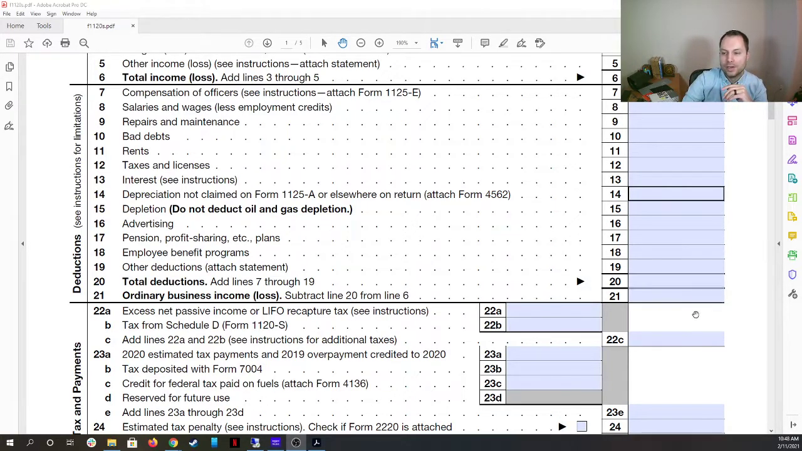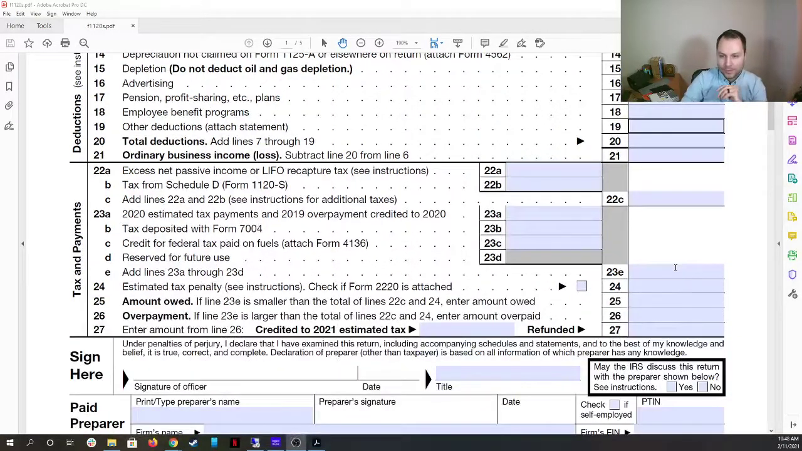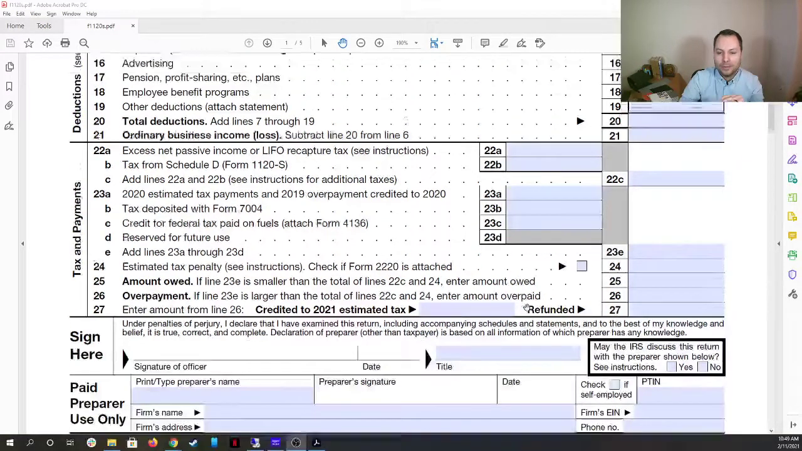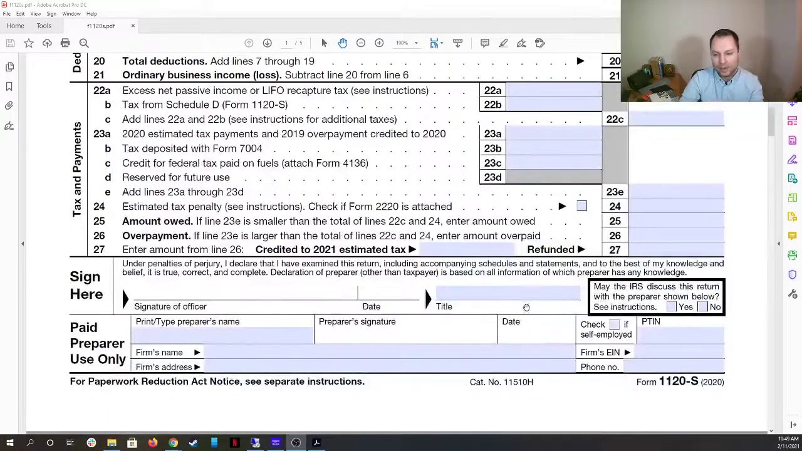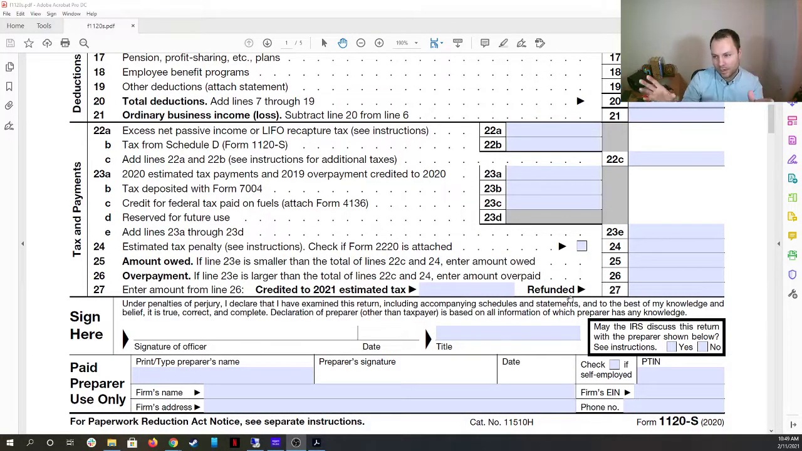And then you get your ordinary business income, which is really your tax business income. Most small business owners won't have to deal with most of these things here, but you do have some credits and other specialty deductions that you can take. If you're cash basis, there are also some different things that you don't have to worry about. But that's the front of the form.